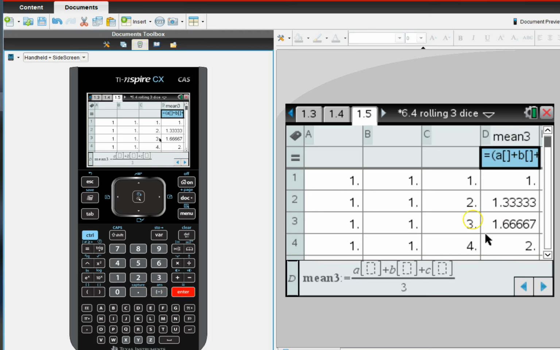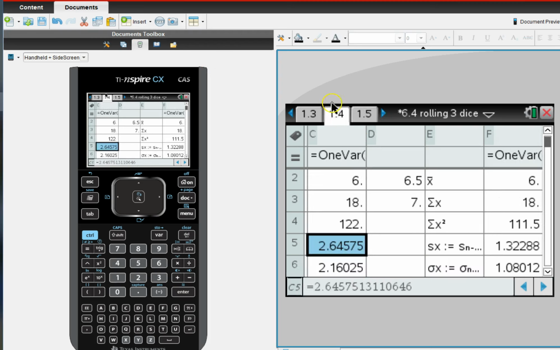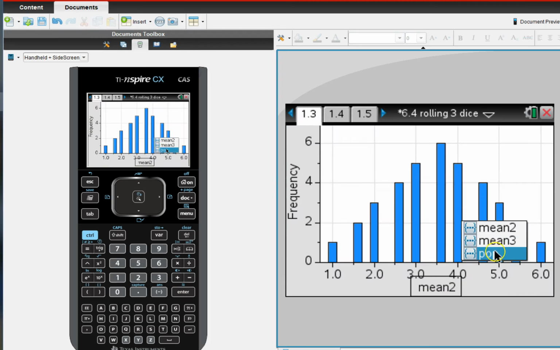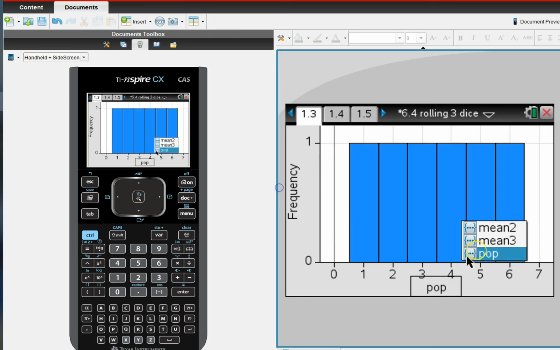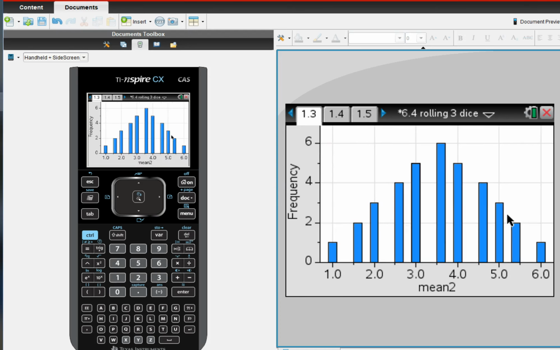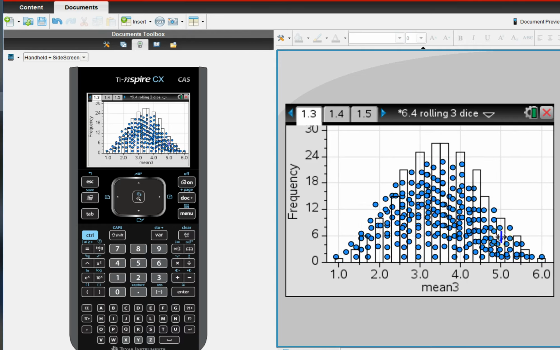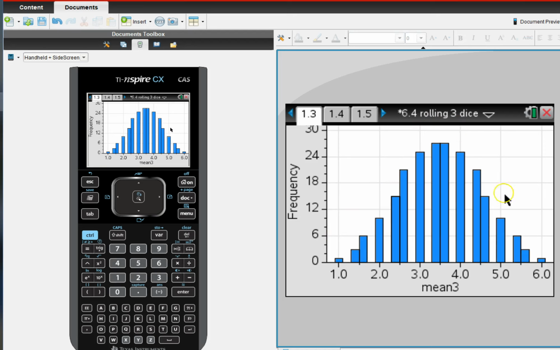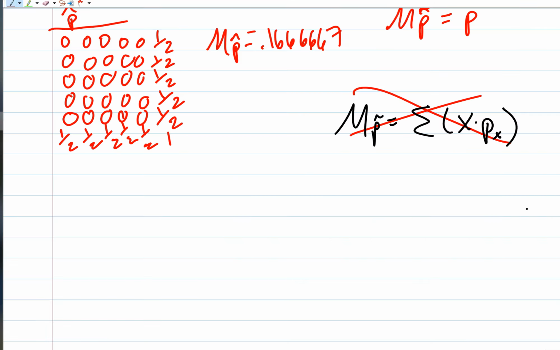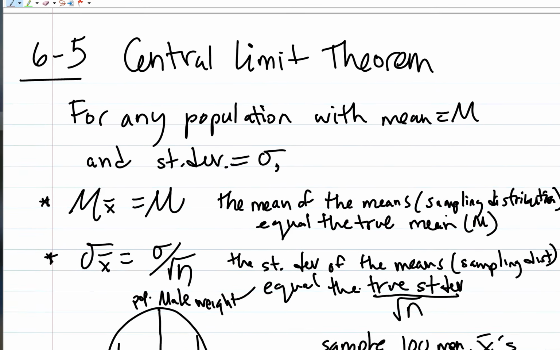What happens as I increase the sample size? Well, here's the population. With sample size 2, it started becoming pretty normal. Kick it up to sample size 3, it's becoming more and more normal. The mean of those means, the mean of the sampling distribution, equals the true mean, but the standard deviation is not the same. This leads us to our last section, which is going to be on the central limit theorem and seeing normality.